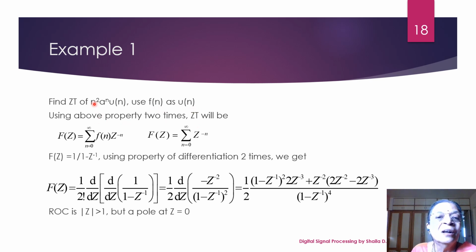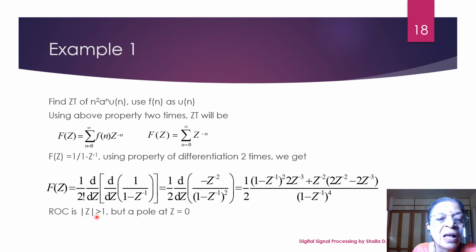See, here I am not considering nxn, I am considering n square xn. So, I will have to use the differentiation two times. So, for un, the Xz is 1 upon 1 minus z inverse. Using the property of differentiation two times, if I differentiate this two times, I get this particular transformation.